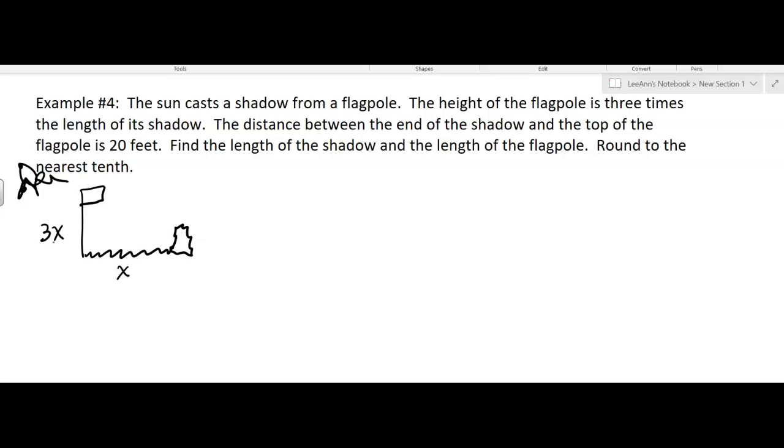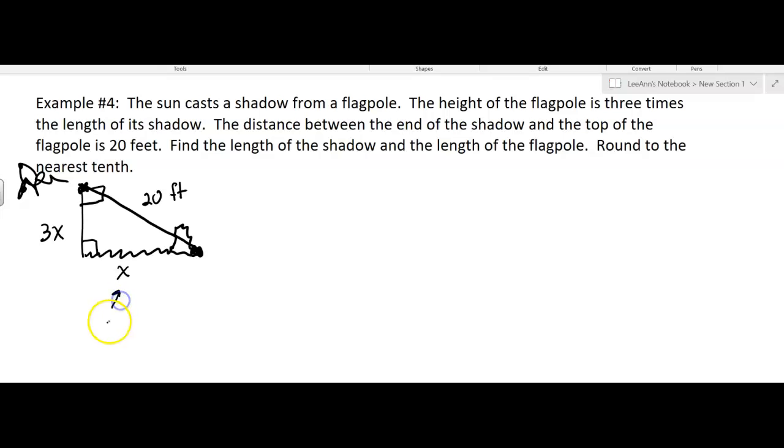Okay. The distance between the end of the shadow and the top of the pole, so the distance from the end of the shadow to the top of the pole is 20 feet. Find the length of the shadow and the length of the flagpole, round to the nearest tenth. Okay, so our right triangle is right there. We do have a right triangle. And so now we can use the Pythagorean theorem.